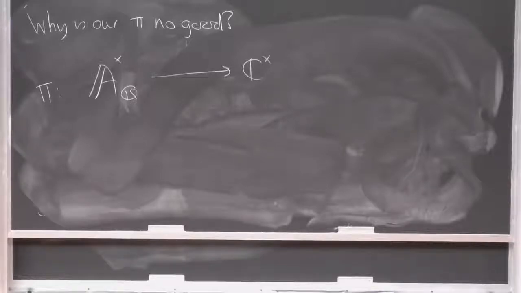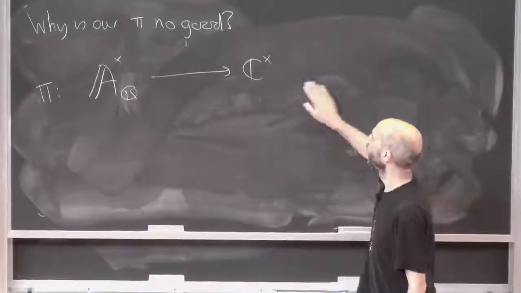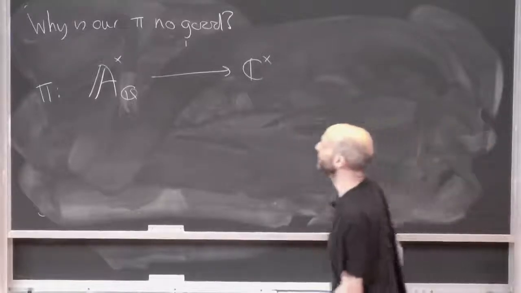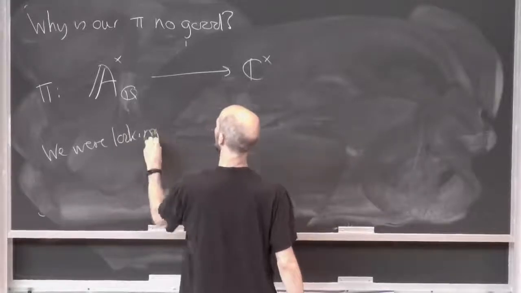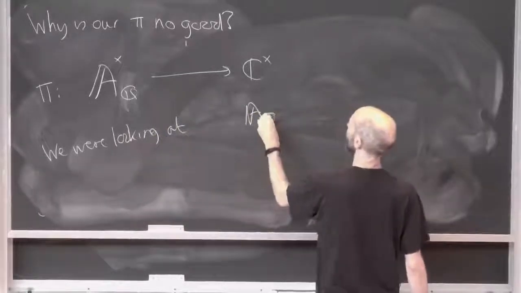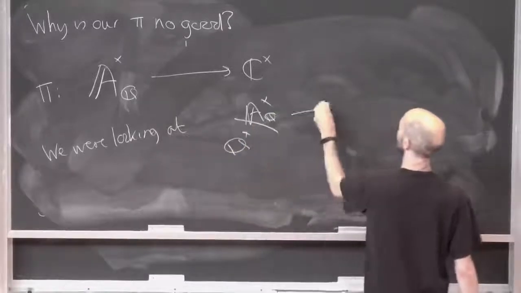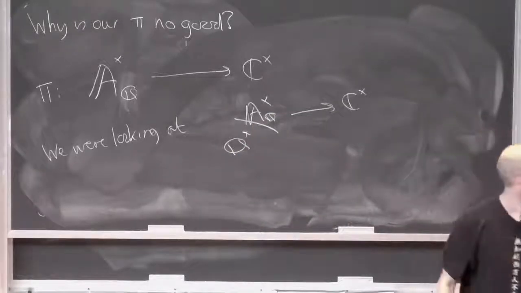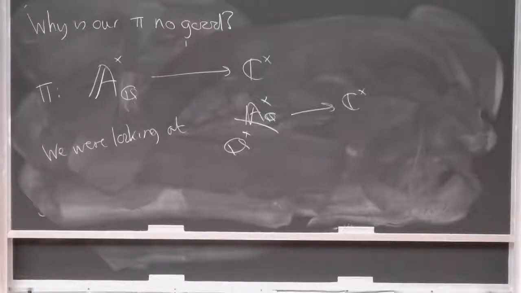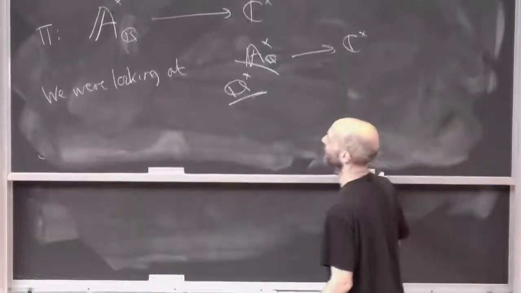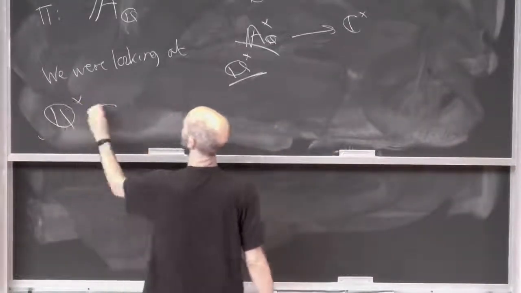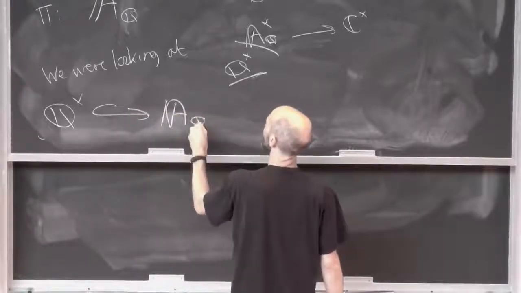And if you think about it, what were we doing yesterday and the day before? That's not what we were looking at. We were looking at something else. We were looking at pi from A_Q star over Q star to C star. There's some subtlety that we've missed. We built a random one-dimensional representation of the adeles, but there's something wrong with that representation. There's this Q star, which embeds diagonally into A_Q star.